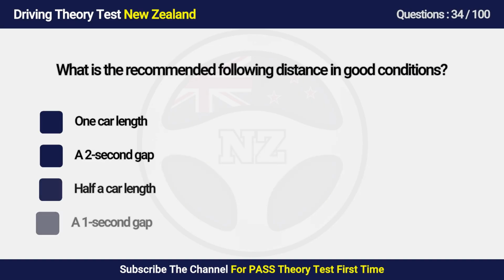Question 34. What is the recommended following distance in good conditions? A. 1 car length. B. A gap. C. Half a car length. D. A gap.